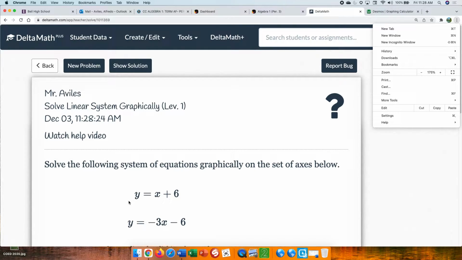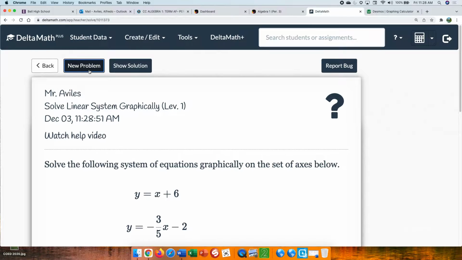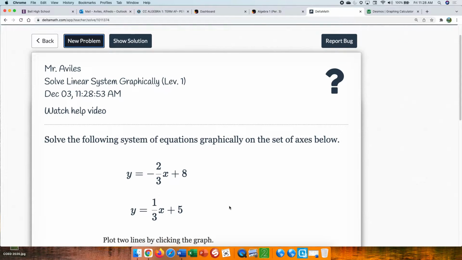If you just have one linear equation, let me change this problem. Sorry, hold on. Let me get a different problem. Sorry. I don't like that. I like this one. Okay.